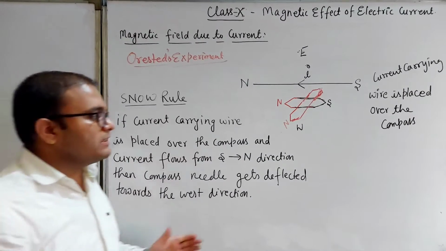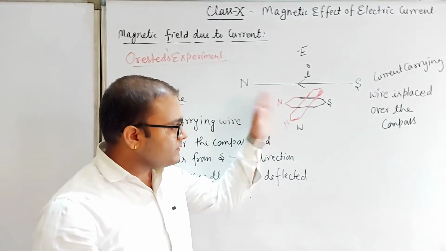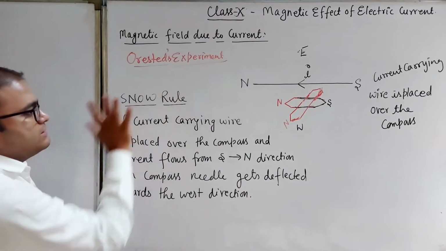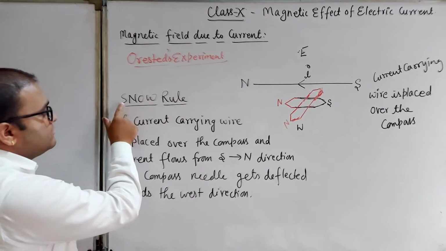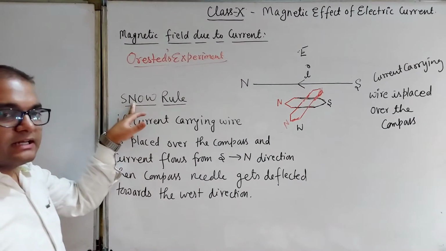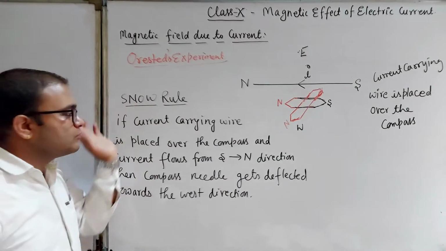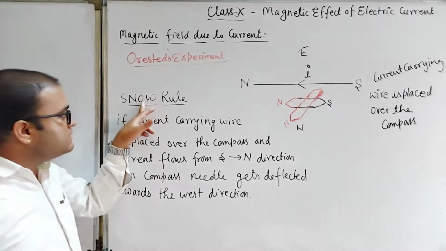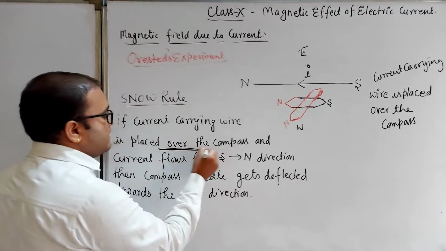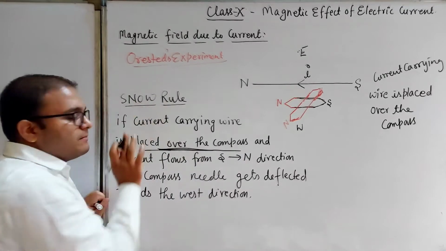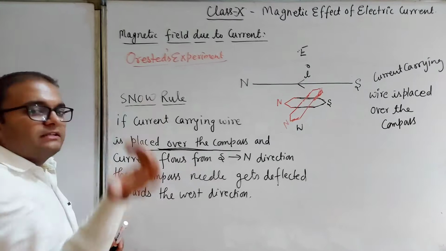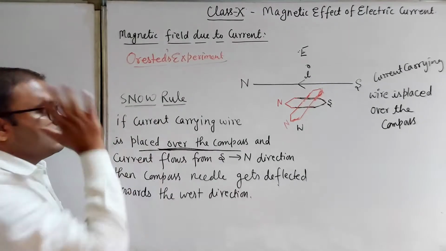We have some other rules also for the direction of the magnetic field. So generally, what is the SNOW rule? Suppose there is a current in a wire. SN means current is flowing in the wire from south to north. O means the wire is placed over the compass. Then W means the compass needle will get deflected towards the west direction.